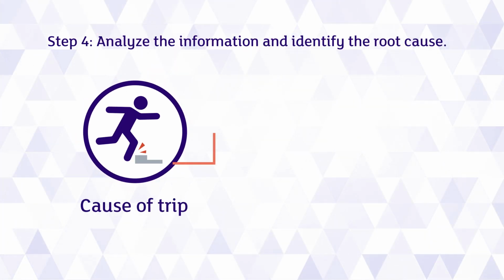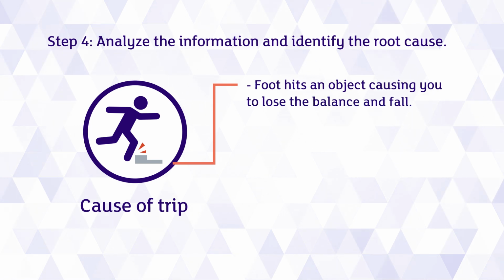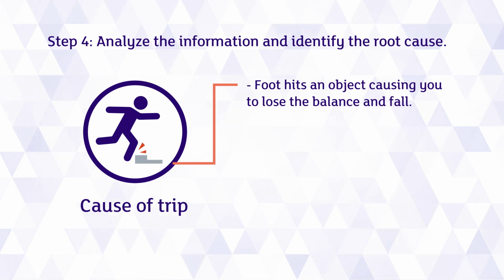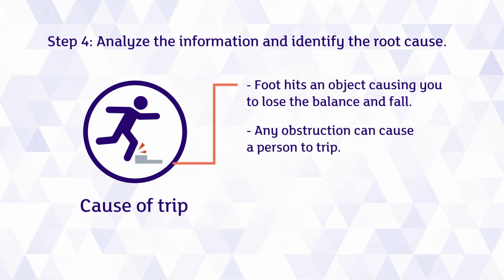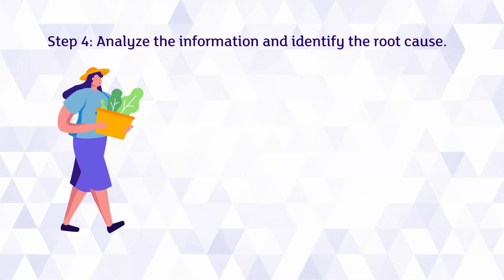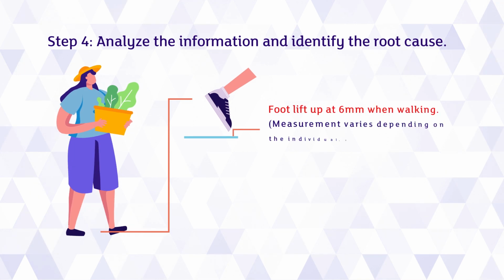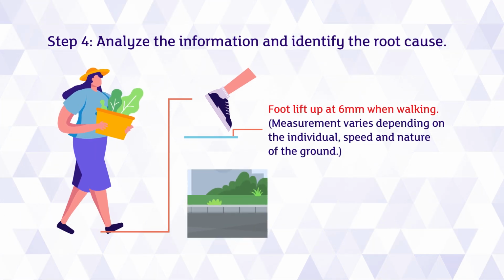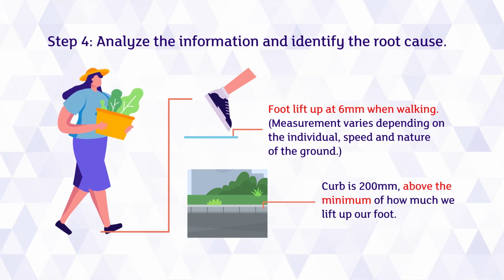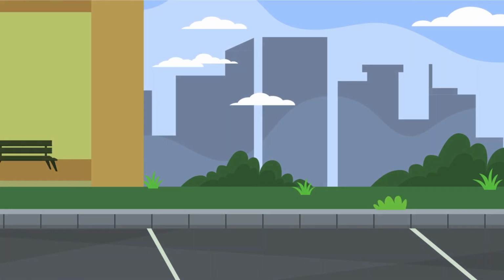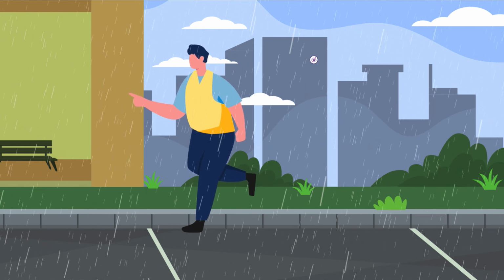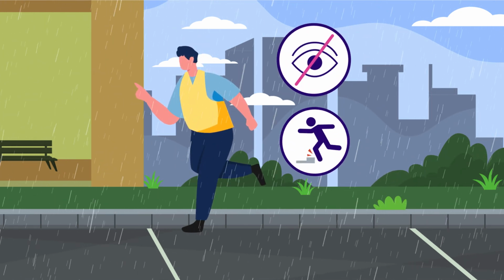Trip happens when your foot hits an object, causing you to lose balance and eventually fall. Any obstruction can cause a person to trip. The keyword is obstruction. Generally, we will lift our foot up at 6 mm when we walk. In this case, the curb is 200 mm, which is above the minimum of how much we lift up our foot. Since it was raining, the worker was rushing for shelter. Unable to see his surroundings properly, he tripped over the curb and fell.